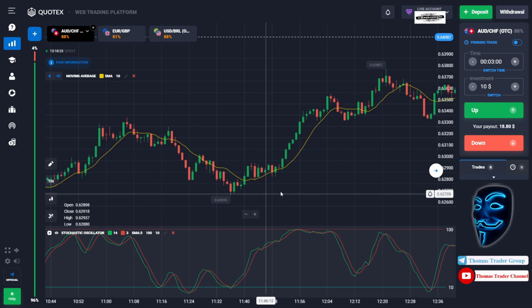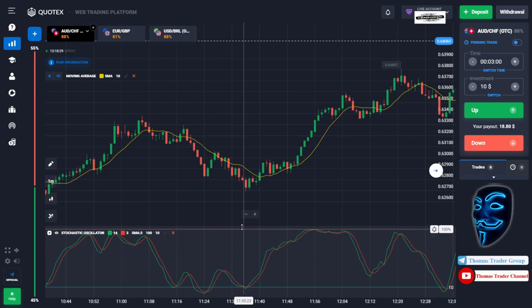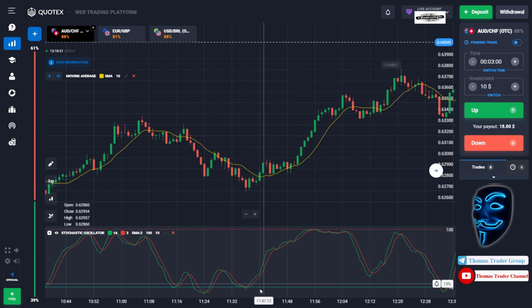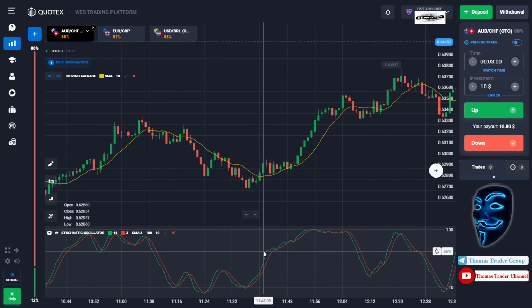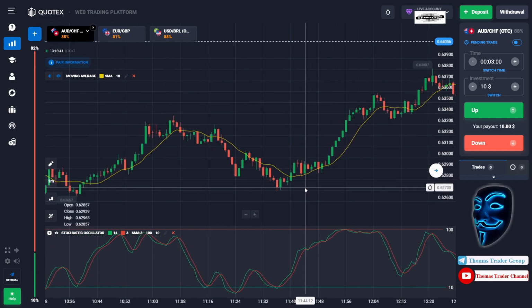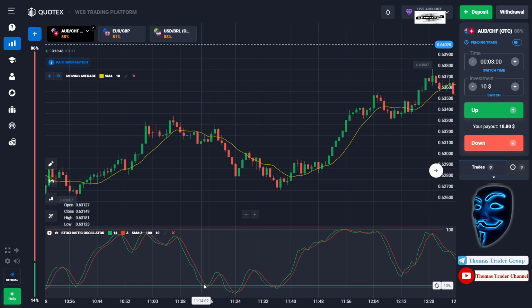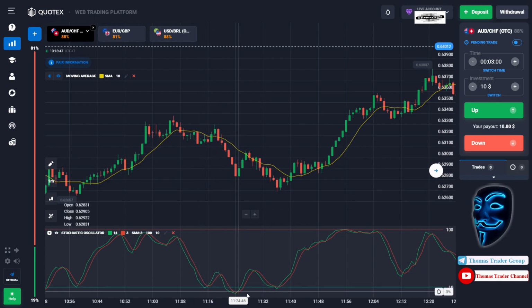As you can see, there are two lines over here, the oversold line and the overbought line. I'm sure when the market touches the line, it will make a rebound. As you can see over here, when the market touches the oversold area, it makes a rebound and we can open buy position for 3 minutes. I will show you the other example. When it touches the oversold area, it makes a rebound and we can try to open buy for 3 minutes.